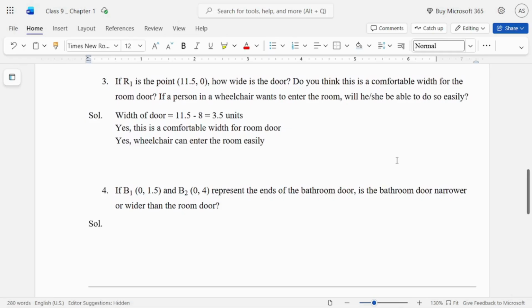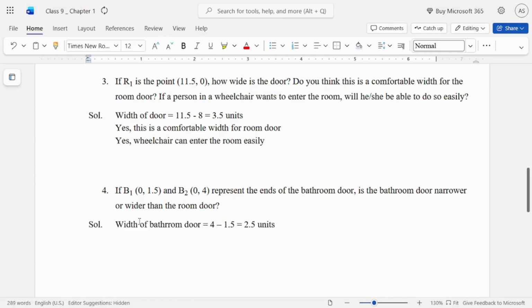Great. Now moving to the last question of this exercise, it says if B1 0, 1.5 and B2 0, 4 represents the ends of the bathroom door, is the bathroom door narrower or wider than the room door? Okay, first let's find the width of this bathroom door. So its starting and ending points are given 0, 1.5 and 0, 4. So width of bathroom door equals to distance between B1 and B2, which is 4 minus 1.5, which will be 2.5 units.